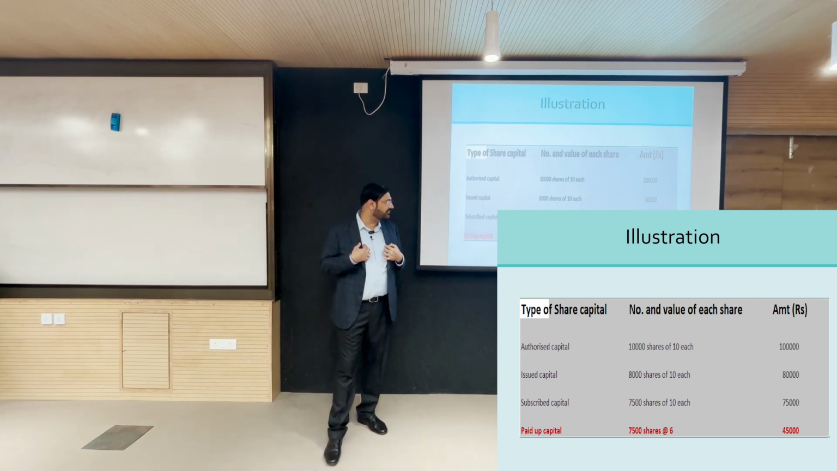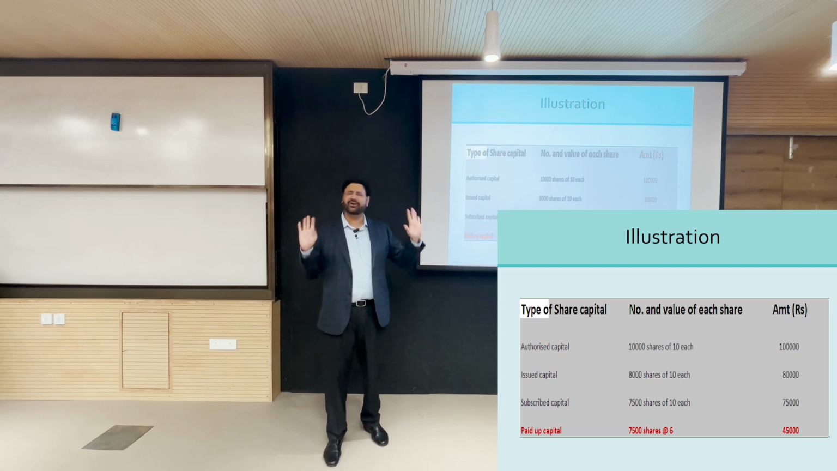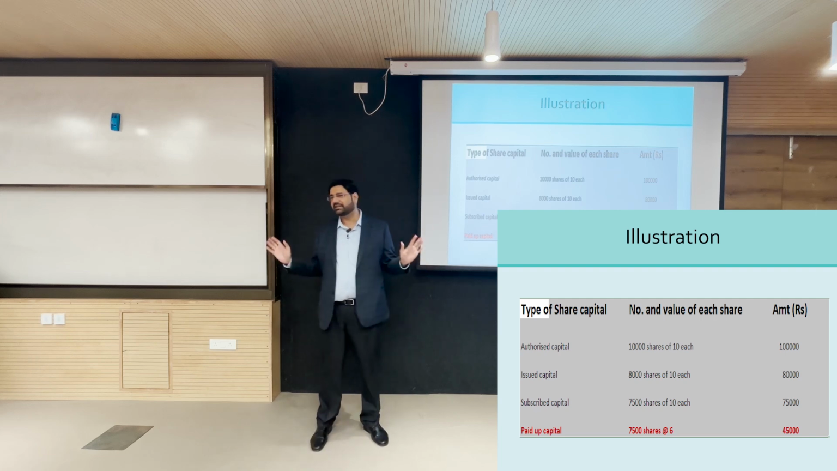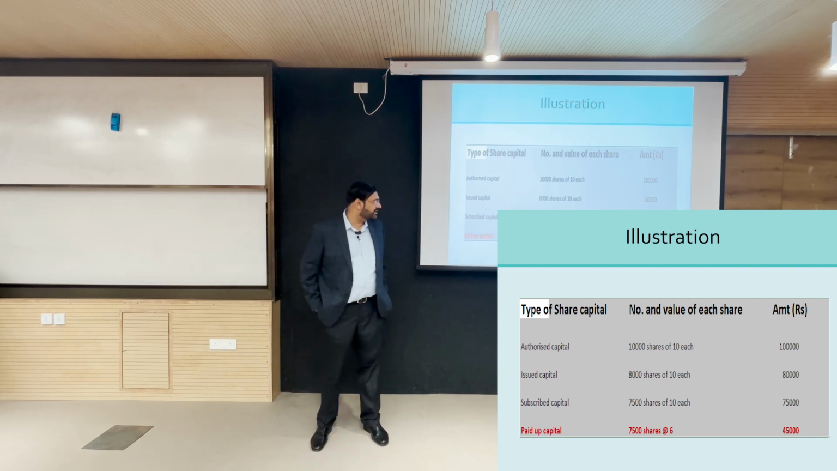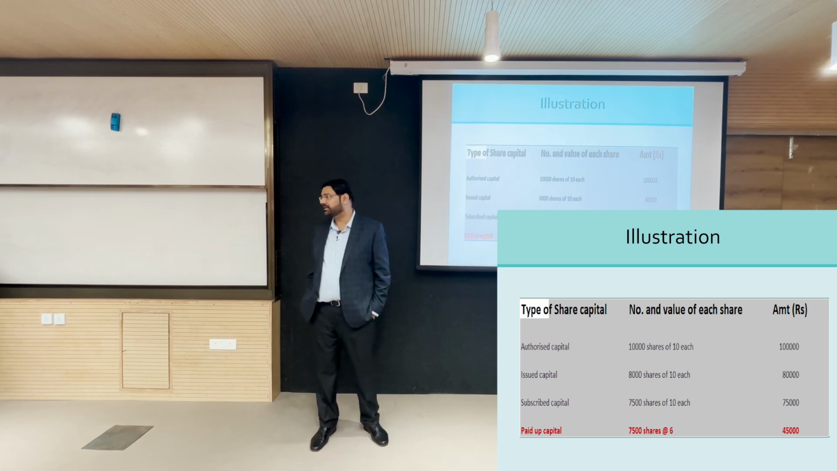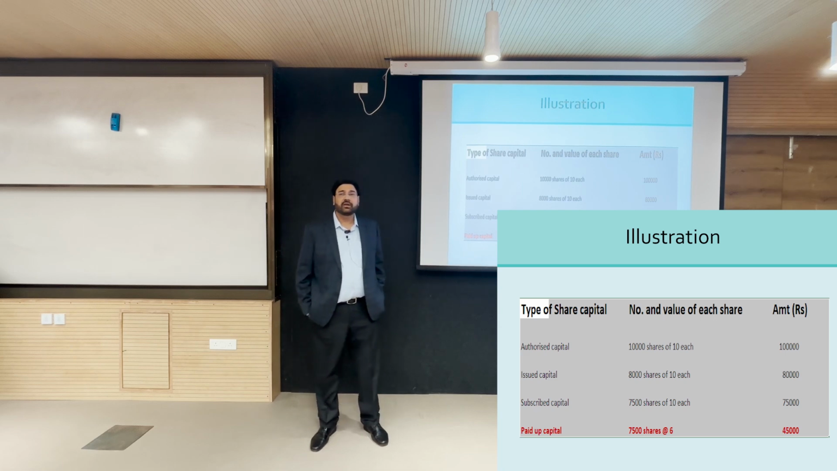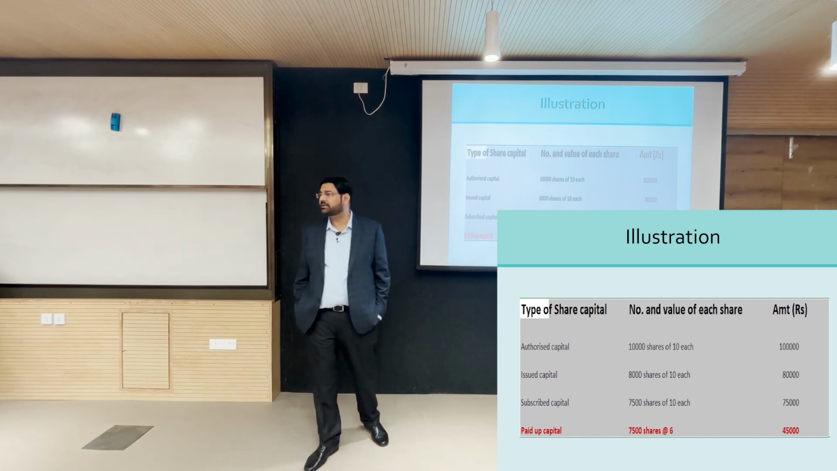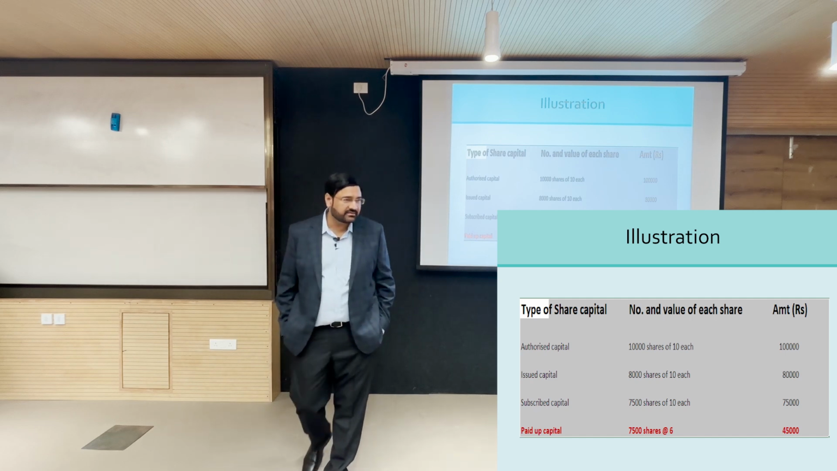But I actually want to issue only 8,000 shares. Okay, I know enough for me. 10,000 shares not needed. So I issue 8,000 shares of 10 each. That is called the issued share capital. Issued. I came up with an IPO of 8,000 shares of 10 each, say, yeah.